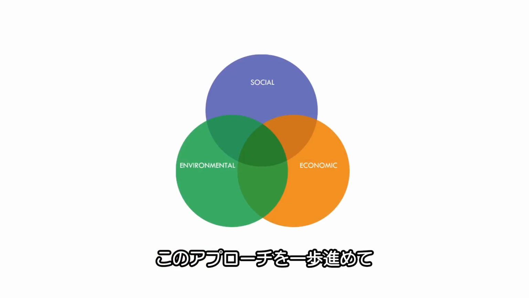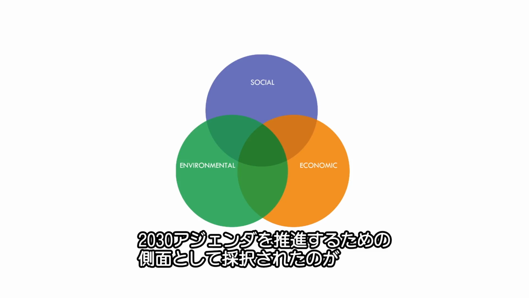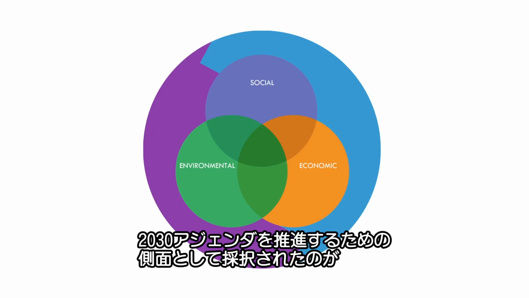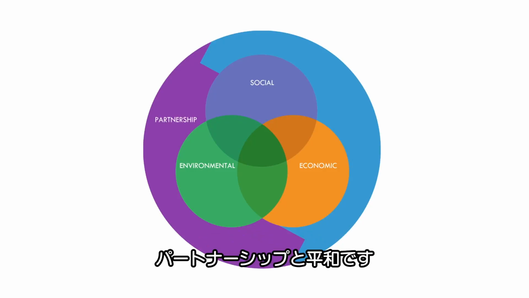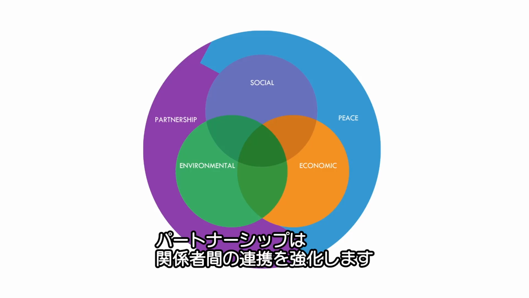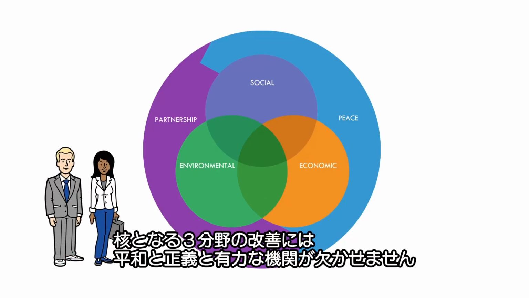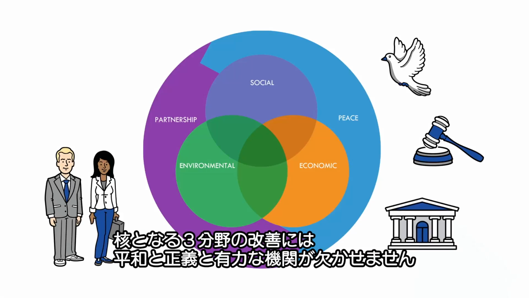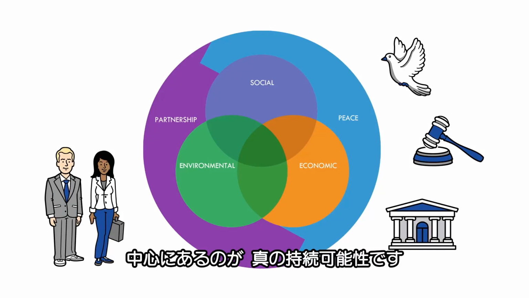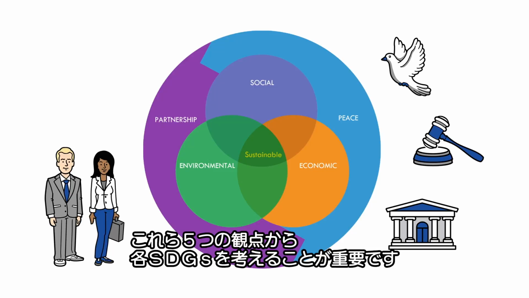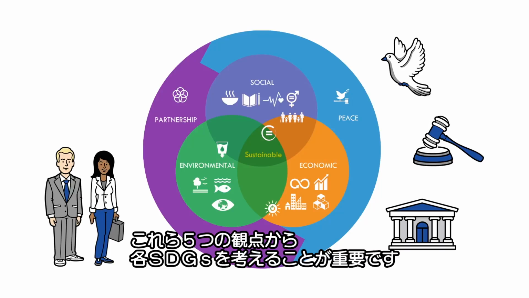To develop this approach a step further, 2 critical dimensions that will drive Agenda 2030 were adopted by member states: partnership and peace. Partnerships strengthen the capacities of all stakeholders to work together. Peace, justice, and strong institutions are essential for improvements in the 3 core areas. Genuine sustainability sits at the center, and it will be important to consider each of the SDGs through the lens of these 5 dimensions.